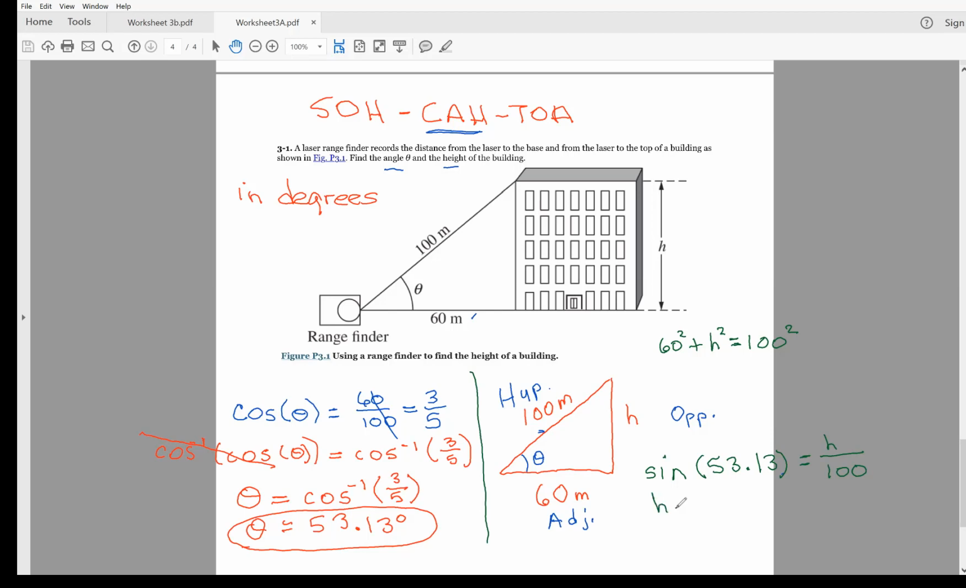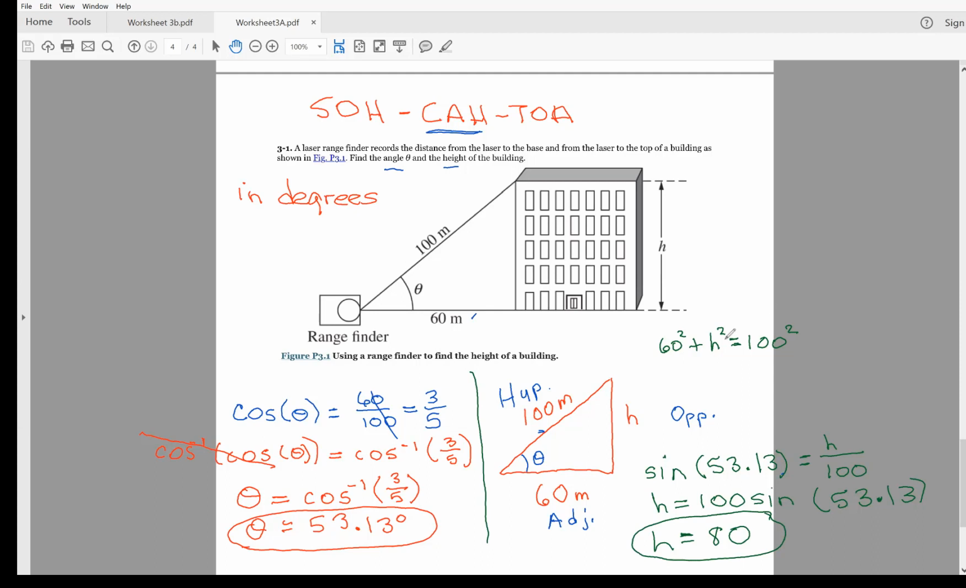H is equal to 100 times the sine of 53.13. And now this is a very straightforward calculator problem. I get 0.7999998, which is pretty close to 0.8 times 100 equals. I'm just going to round this off to the height being 80. I've now found the height using trigonometry.